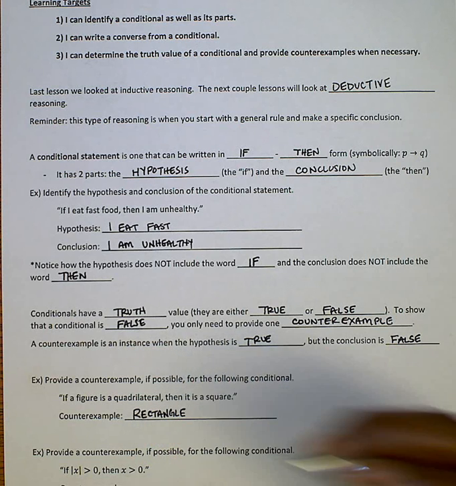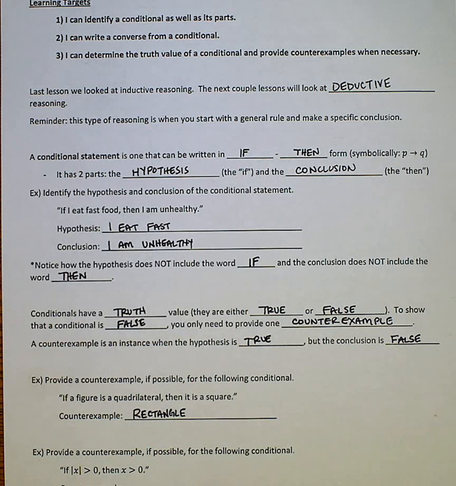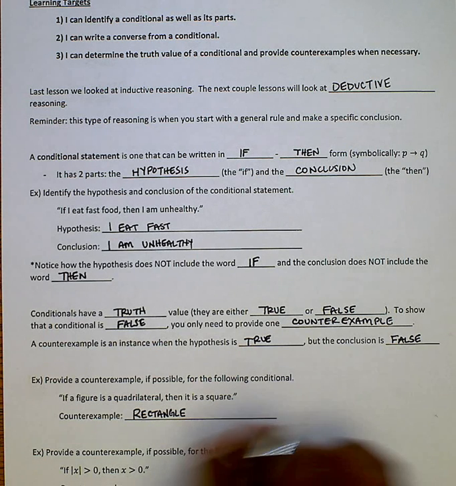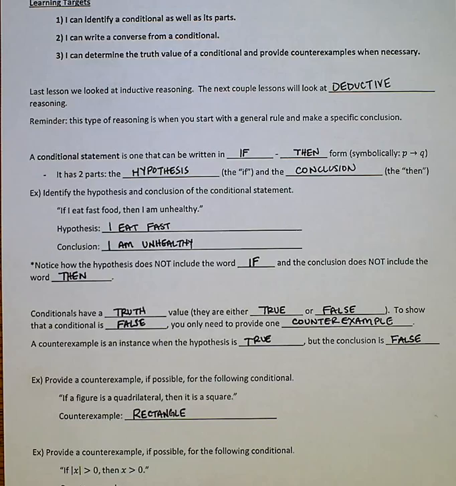Remember, for a counterexample, you have to provide a specific example that something is not true. You cannot just say, if a figure is a rectangle, it doesn't have to be a square. That is not a counterexample. You need to provide what it could be. If a figure is a quadrilateral, then it's a square. Well, a quadrilateral could be a rectangle, and rectangles and squares are different. Squares have all 4 sides the same. Rectangles have 2 pairs of congruent sides.